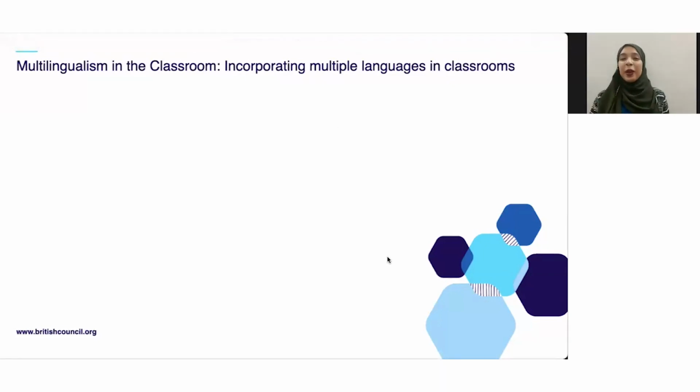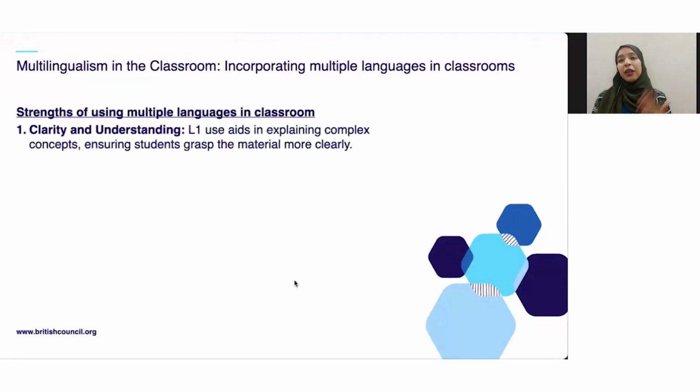Okay, so let's start with the first reason why we should incorporate multiple languages in our classroom. Number one, yes, you are right, clarity and understanding. When we are using L1 in our classroom, this aids in explaining complex concepts, ensuring students grasp the material with more clarity.